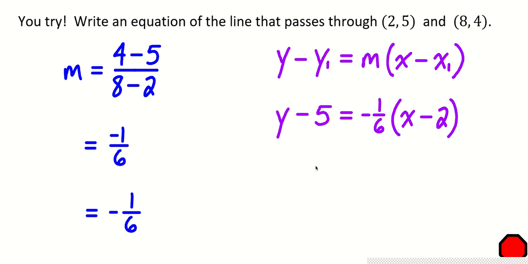If we wanted to do slope-intercept form, we would, well, that's not what I wanted to happen. Oh, good Lord. Distribute the negative 1/6, and then add 5 over to the other side, and it would then be in slope-intercept form. But that's it. That's pretty much, at least for now, everything to get you started with point-slope form.